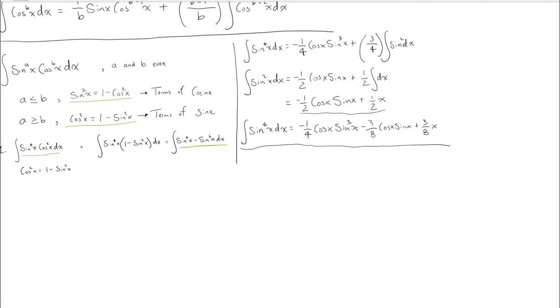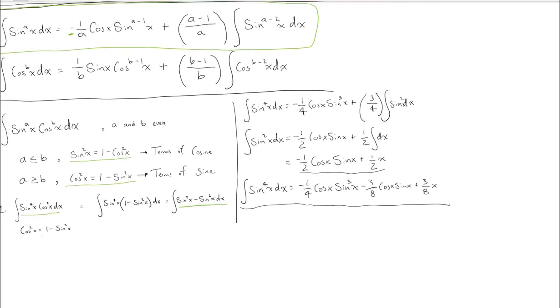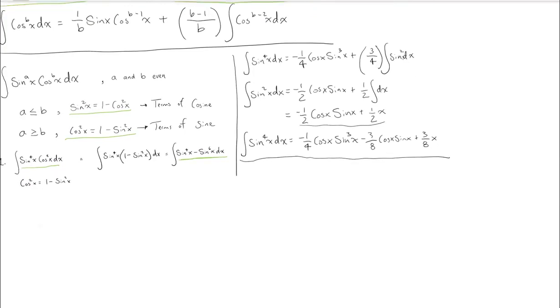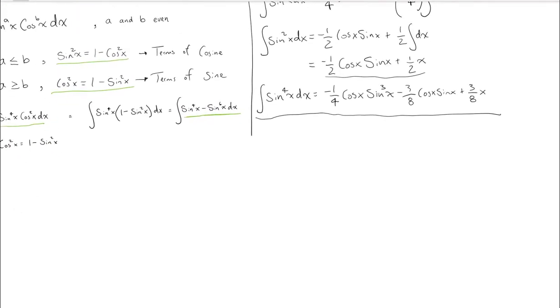But if we think about it, when we solve for sine to the 6th of x using the reduction formula, it's eventually going to be reduced to sine to the 4th of x, which we've already solved for. So once we get to that point, rather than doing the reduction formula several times, we can just plug in what we already did.